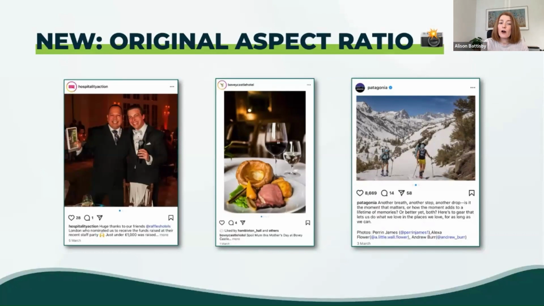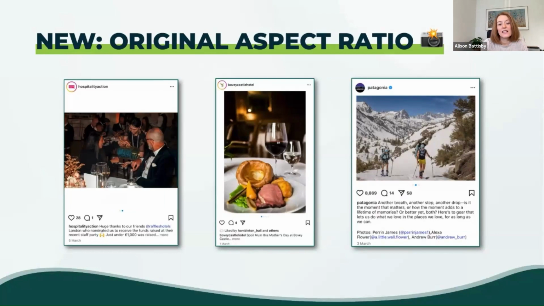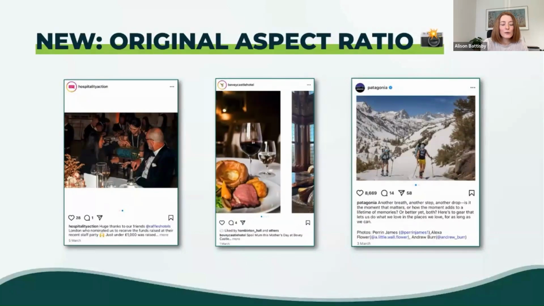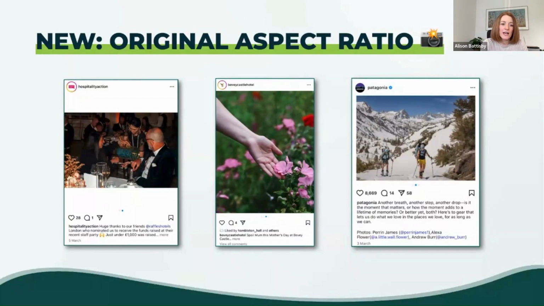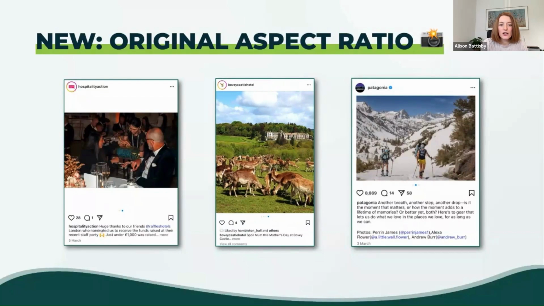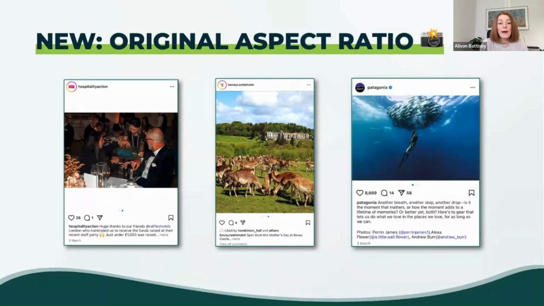So with the Hospitality Action update here, you can see the second slide that they shared actually was in a different aspect ratio. Moving on to the middle, we've got Bovey Castle, which is one of the Pride of Britain hotels, using some beautiful imagery in their carousel here. And they've used slightly different aspect ratios because on the first slide, you can see that there is a tiny weeny bit of white space around the images.